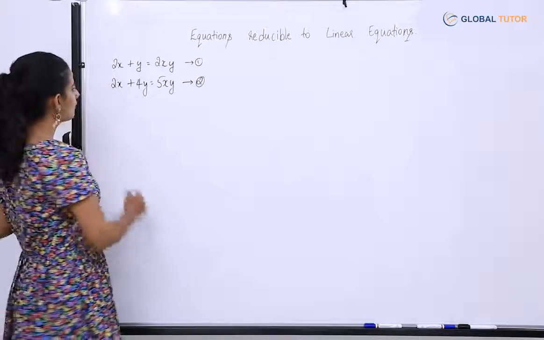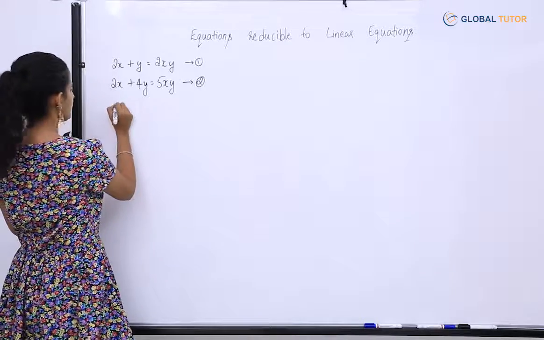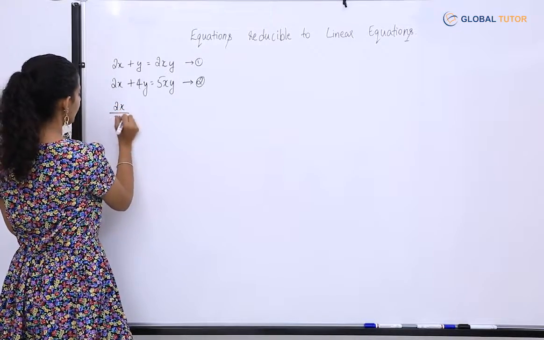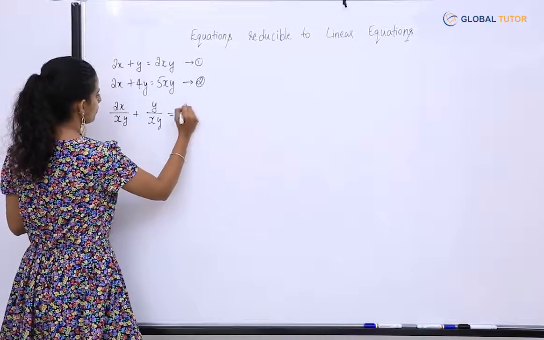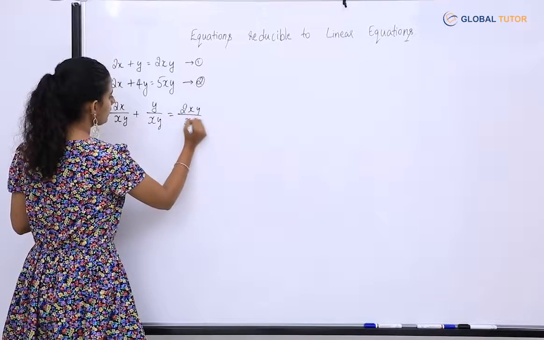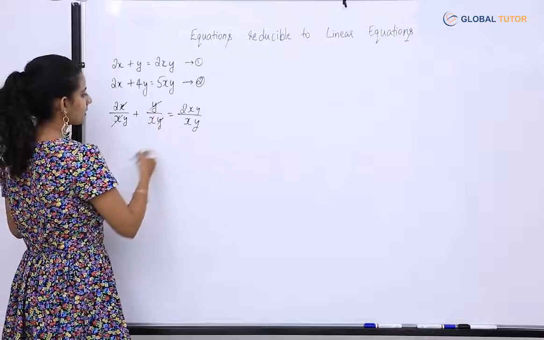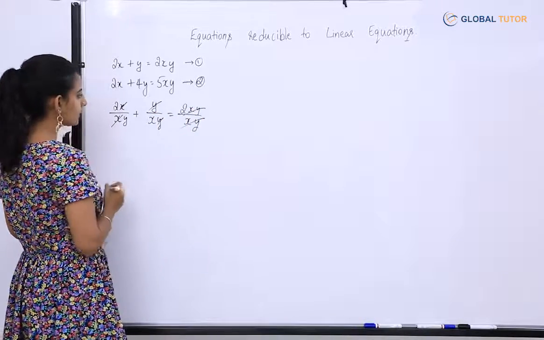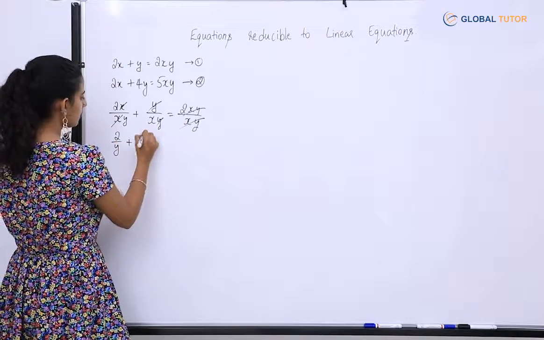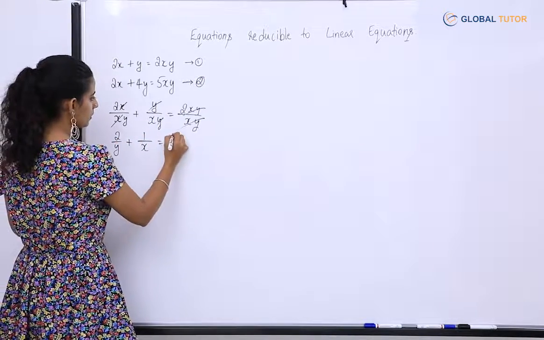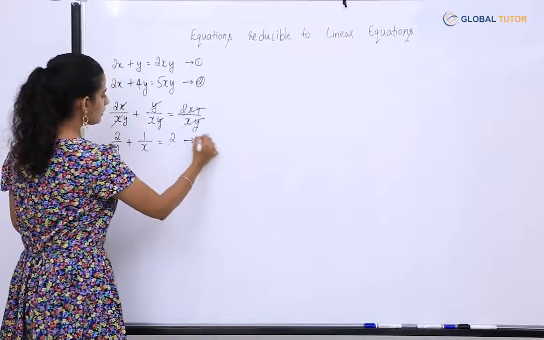So what do we do? We divide both the equations by xy. So this is 2x divided by xy plus y divided by xy is equal to 2xy divided by xy. Here x and x get cancelled, y and y get cancelled, xy and xy get cancelled. We are left with 2 by y plus 1 by x is equal to 2. Now I am calling this equation 3.